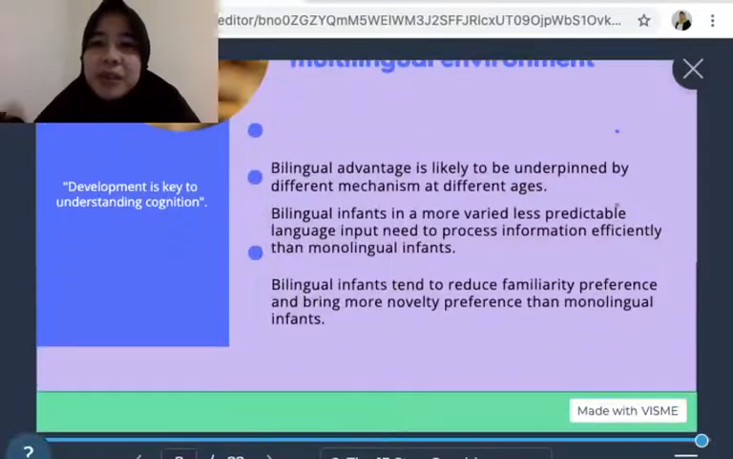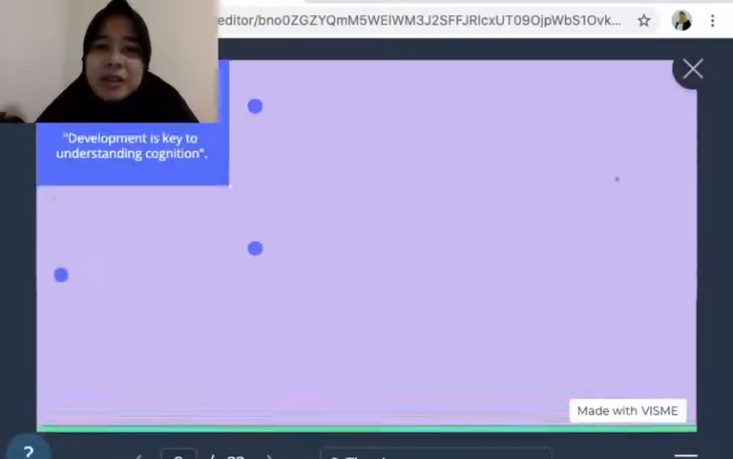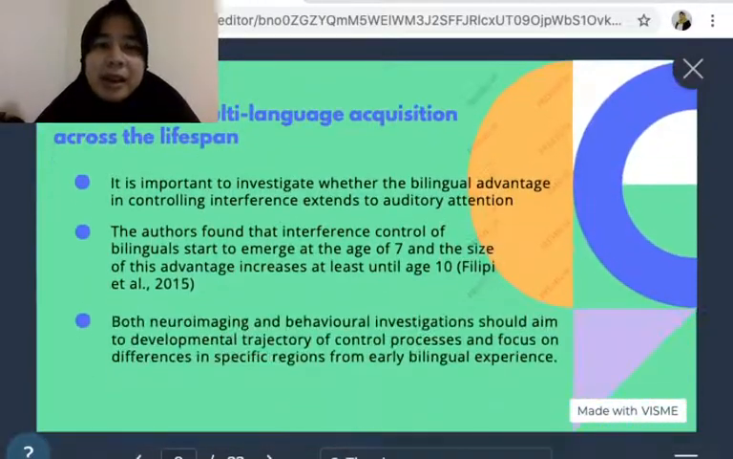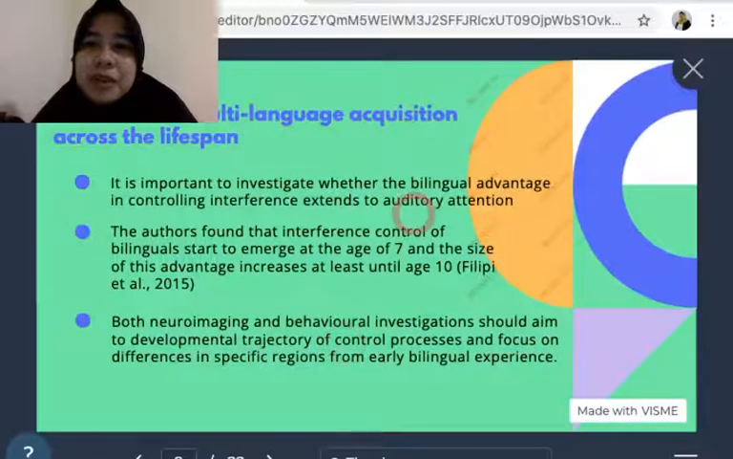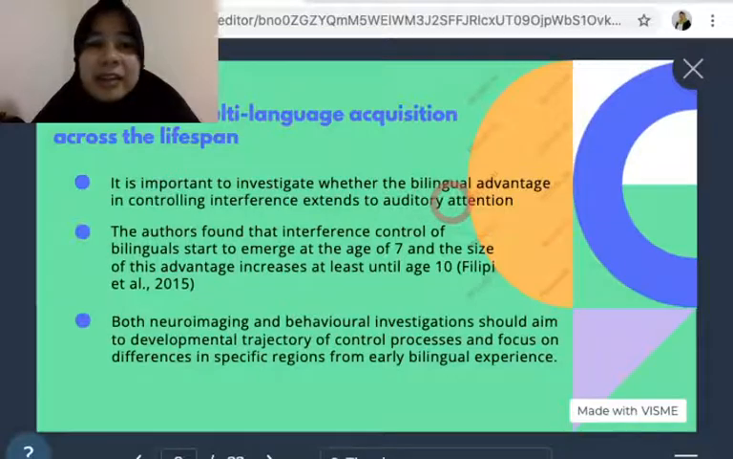Okay, now let's move on to another discussion. That is the effect of multi-language acquisition across the lifespan. It is very important to investigate whether the bilingual advantage in controlling interference extends to auditory attention.